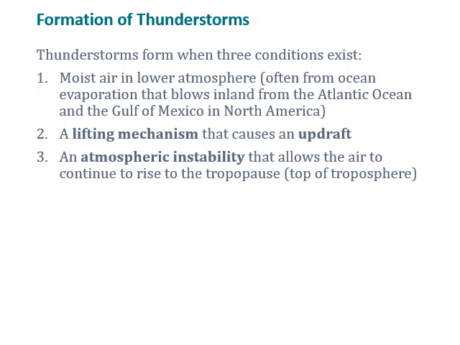Thunderstorms form when three conditions exist. The first is the occurrence of moist air in the lower atmosphere. This is often from ocean evaporation that blows inland from the Atlantic Ocean and the Gulf of Mexico in the case of North America. The second condition is a lifting mechanism that causes an updraft. And the third condition is an atmospheric instability that allows the air to continue to rise to the tropopause, which is the top of the troposphere.